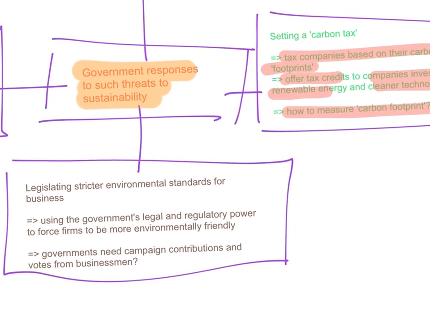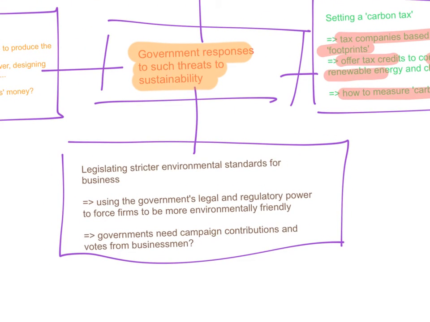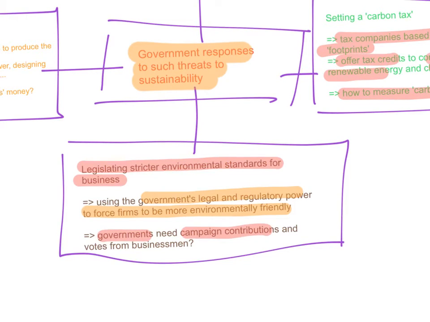This leads us to policy response number three. Some governments have decided to just legislate stricter environmental standards. So make it a law that businesses have to have stricter environmental standards. The government uses its legal and regulatory power to force firms to be more environmentally friendly. But the problem here is that governments also need campaign contributions and they need votes from businessmen. So if you are seen as anti-business, that's not going to help your political career if you're running for office.